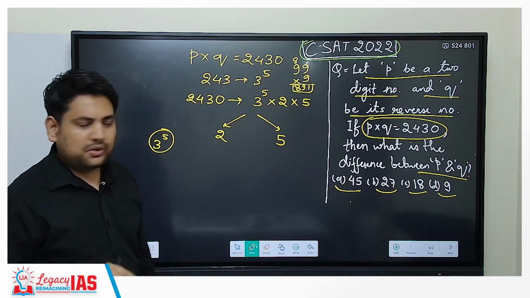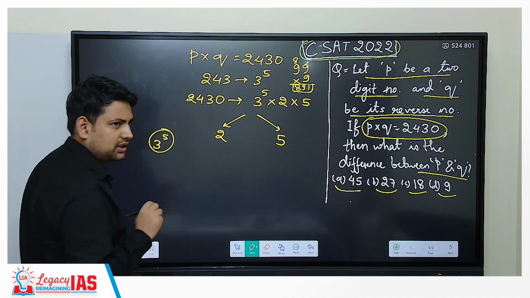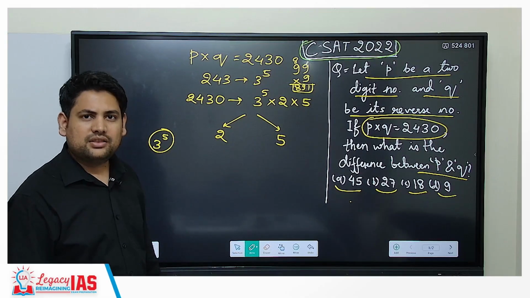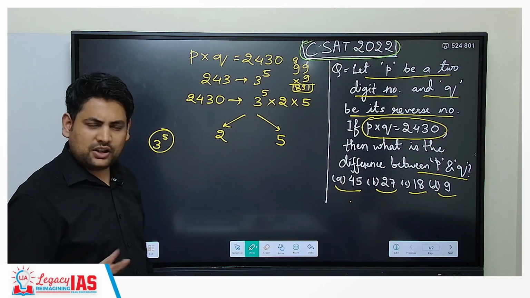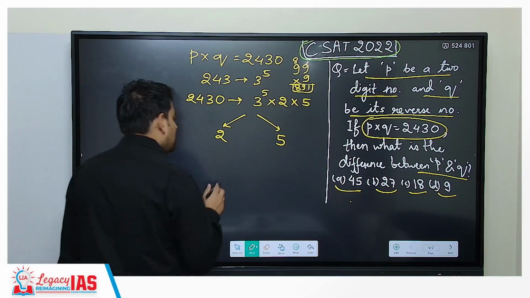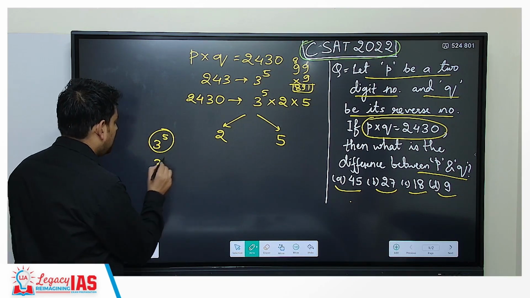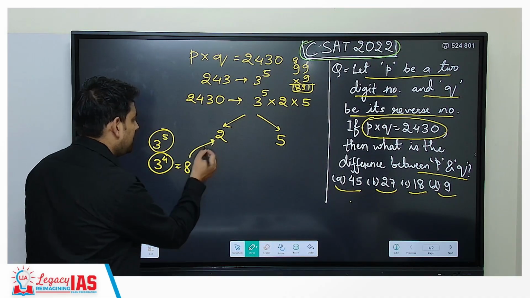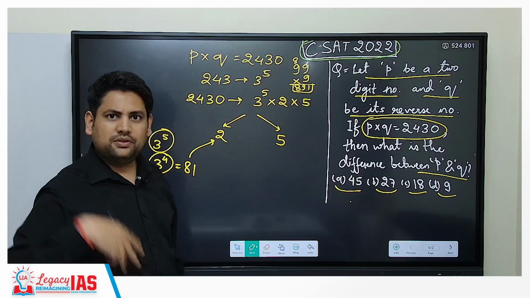Now 3 power 5 I have to distribute. Let's see the cases. See, if I give 3 power 5 to any of them, 3 power 5 is 243. So it will make that number a 3-digit number, while we have P and Q as 2-digit numbers. So it cannot be a 3-digit number, correct? So 3 power 5 we cannot give completely to any one of them. Also, if I try to give one of them 3 power 4, 3 power 4 is 81. Now if I give 81 to this, it will become 81 into 2, 162, a 3-digit number, or 81 into 5, again a 3-digit number.